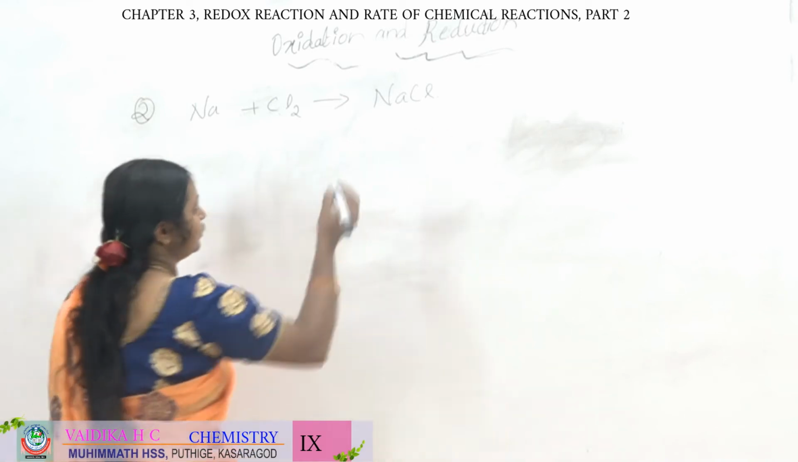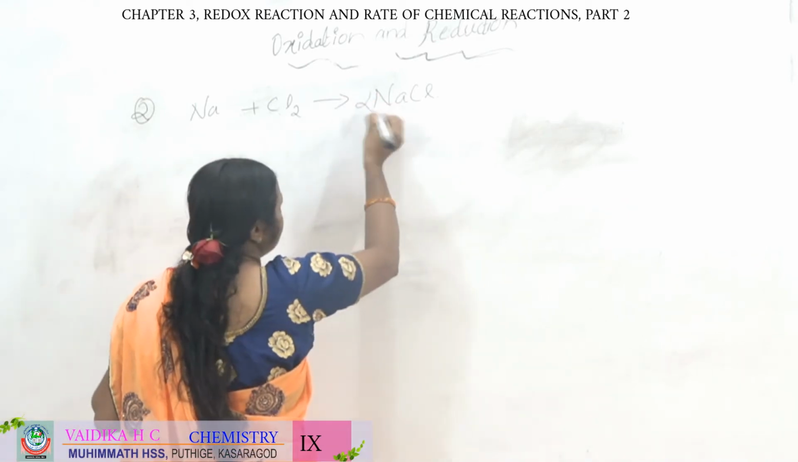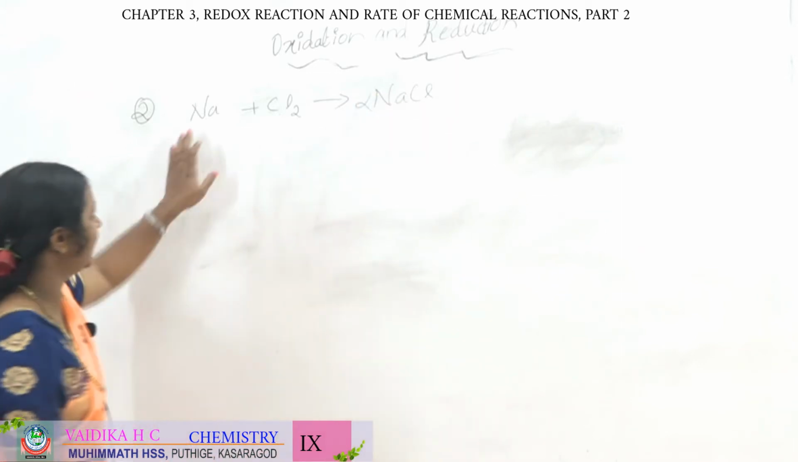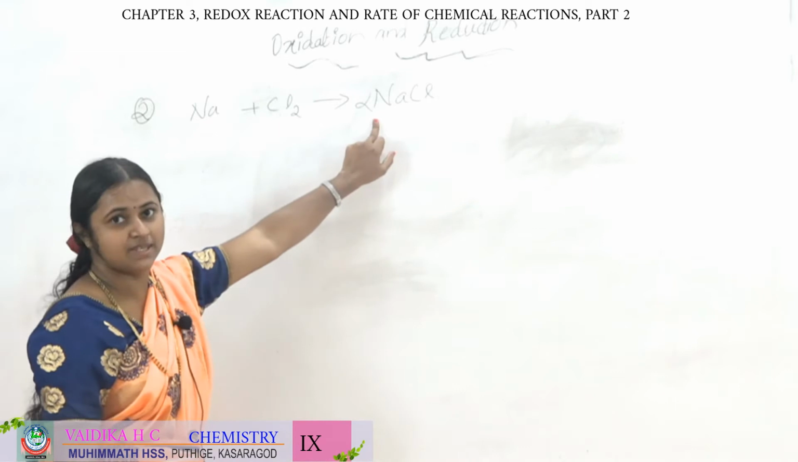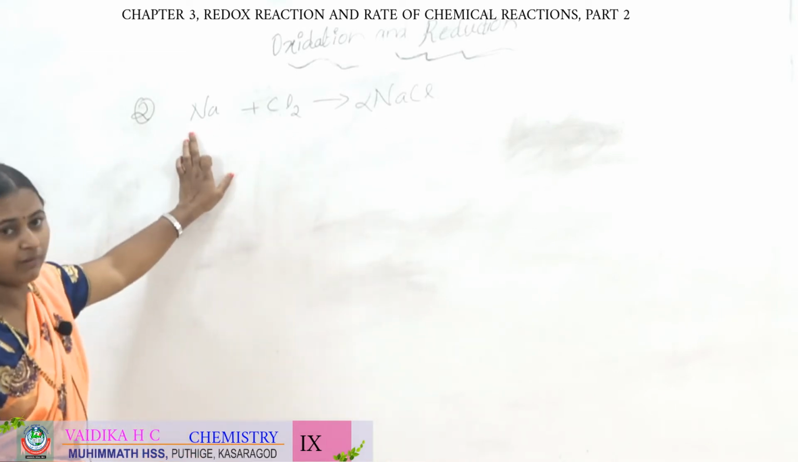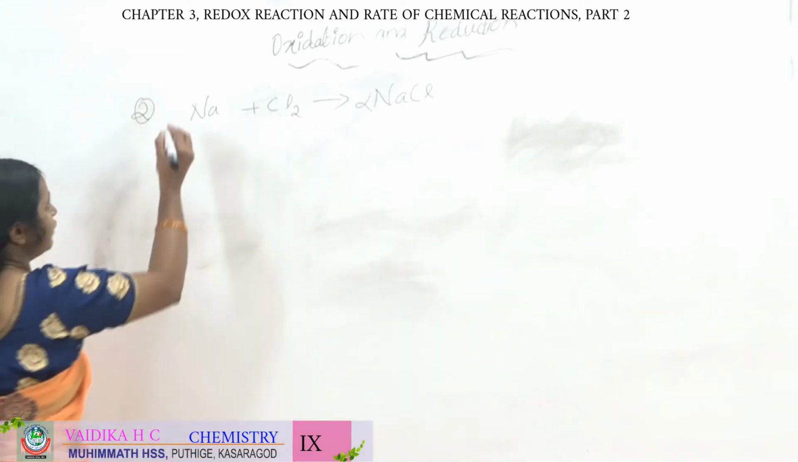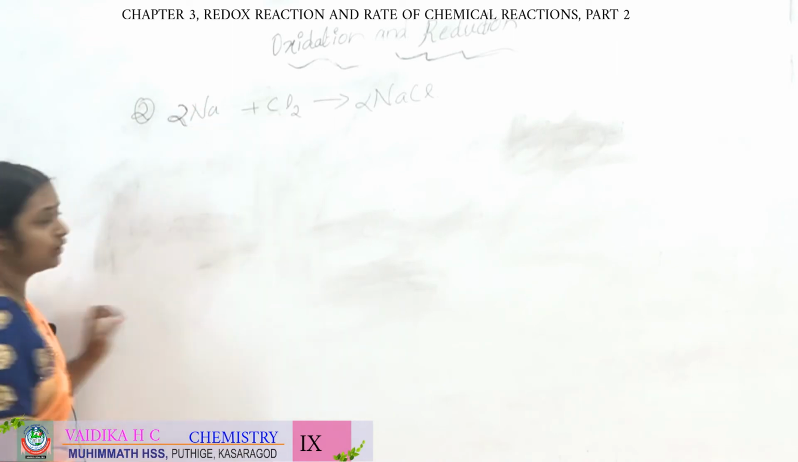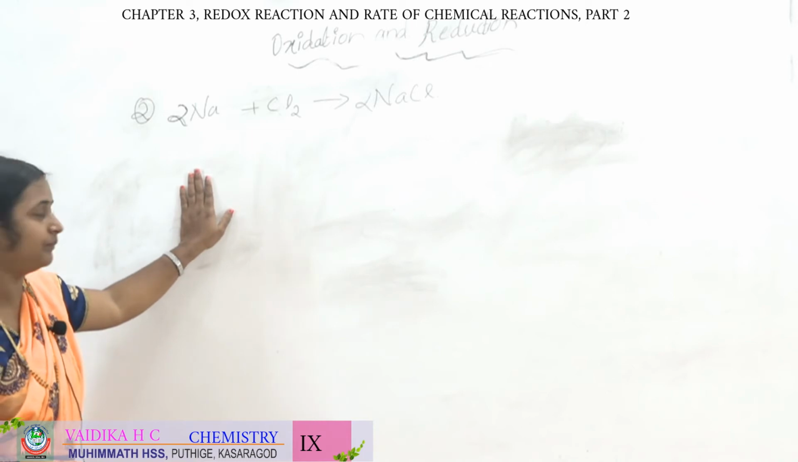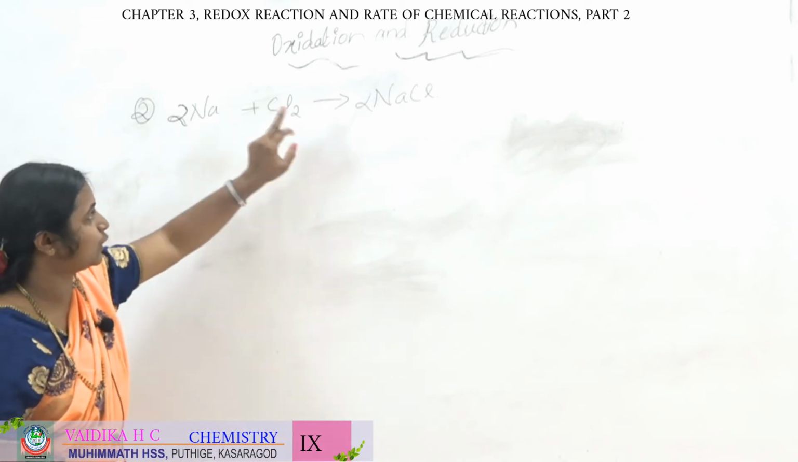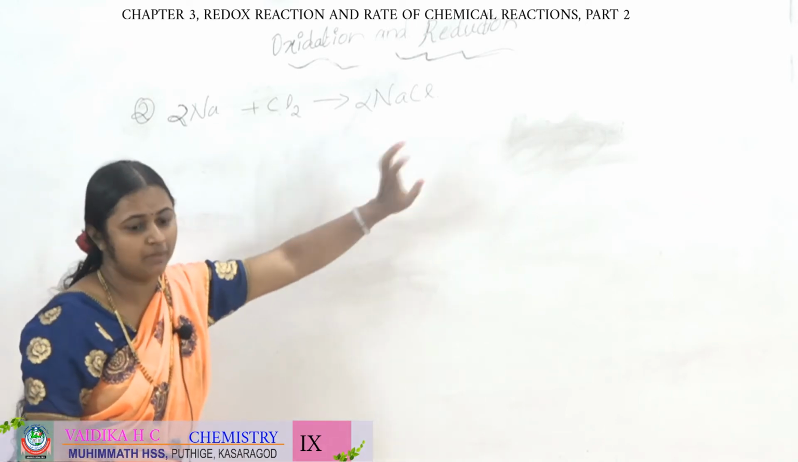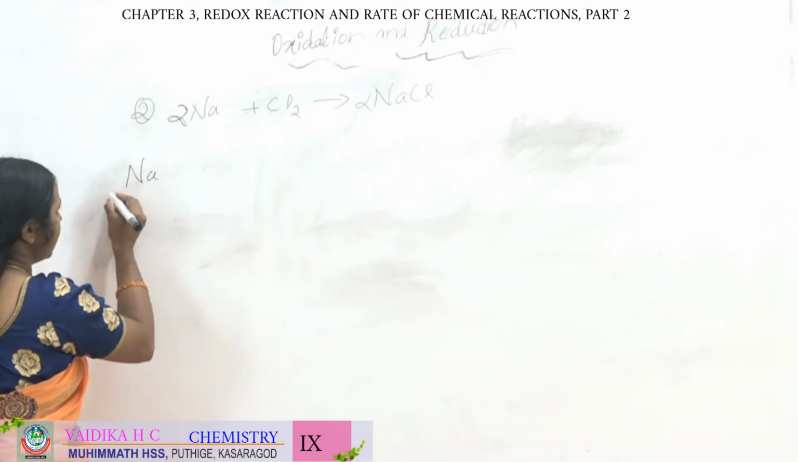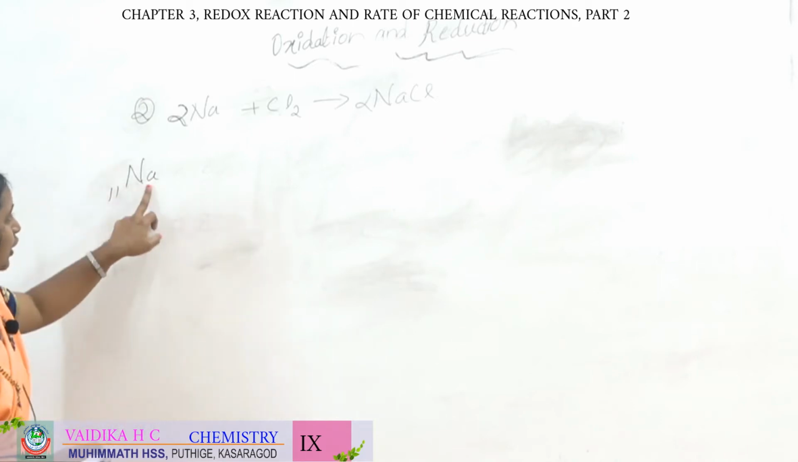So what we have to do? Here we will put the 2, right? But now 2 sodium is there on the other side, but here 1 sodium is there. So we have to write 2 here also. So 2 sodium reacts with chlorine to form 2 sodium chloride. What is the atomic number of sodium? It is 11, right?